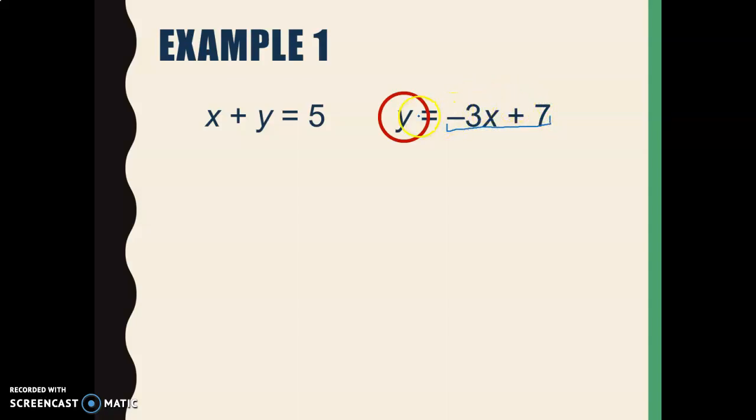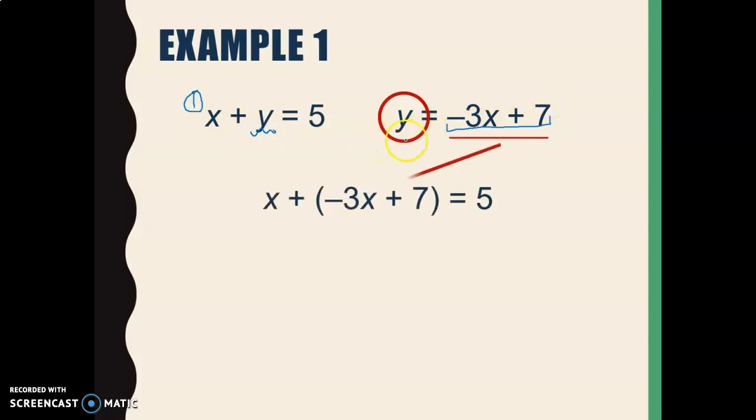Well, just like I was doing in the warm-up, what I can do now is, in this first equation, everywhere I see a y, I can plug in this equivalent expression. So let's see what that looks like. So we have x plus, and instead of y, we've written the equivalent expression for y. Negative 3x plus 7 equals 5. And what that does is now I have only x's in my equation. I got rid of that y. Now I can actually solve and find a numerical value for x. So when we simplify that, we're going to combine our like terms. X plus negative 3x gives me negative 2x.